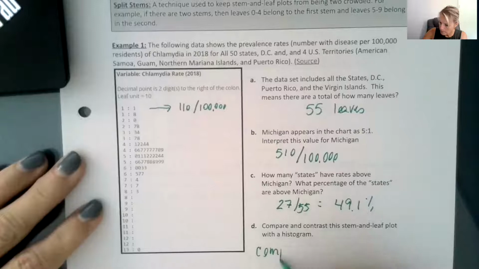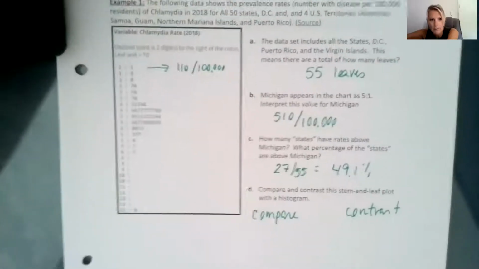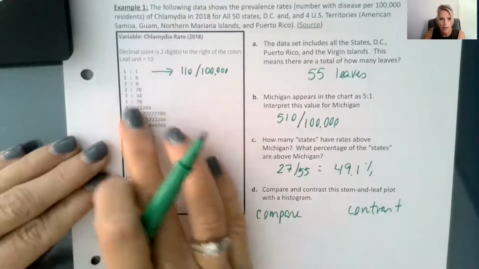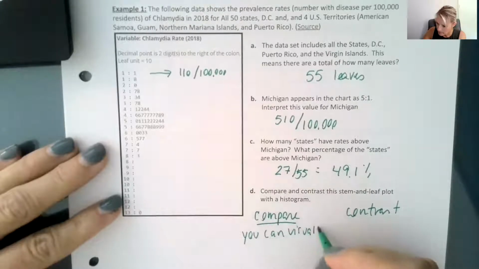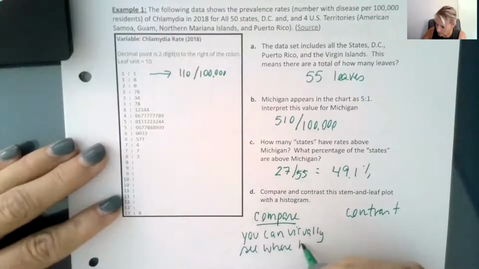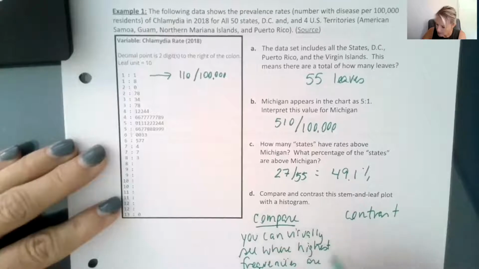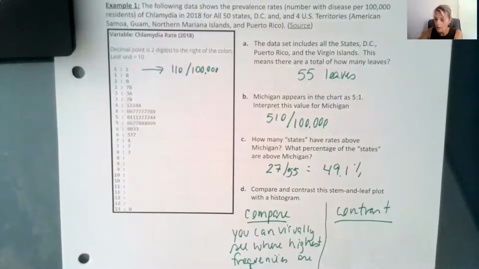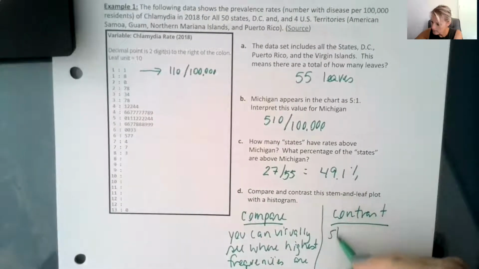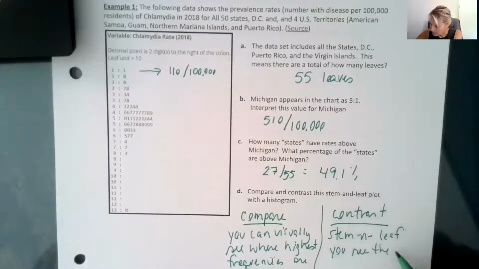Compare and contrast this stem and leaf plot with a histogram. So comparing means we're going to talk about something similar. So something similar to a histogram is you can visually see where the highest frequencies are. Contrast means what is different. So something that's different here in a histogram, you don't see the raw data, but in a stem and leaf chart, you see the raw data. So that can be a benefit to be able to see the raw data.